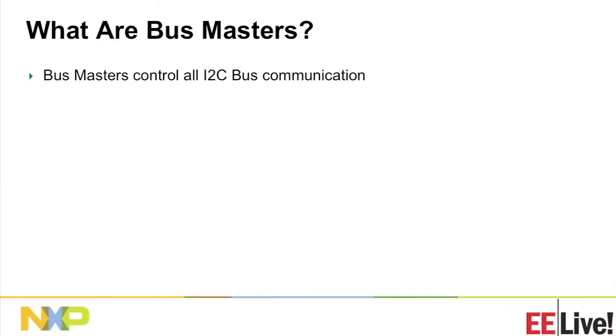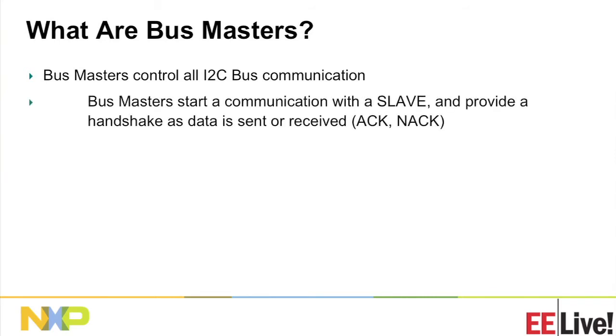So I mentioned earlier that the bus is controlled by a bus master. So what exactly is that device? It's the device that starts the communication, and it provides the handshake as data is sent or received. So the master has to have the ability to transmit onto the bus and also receive.